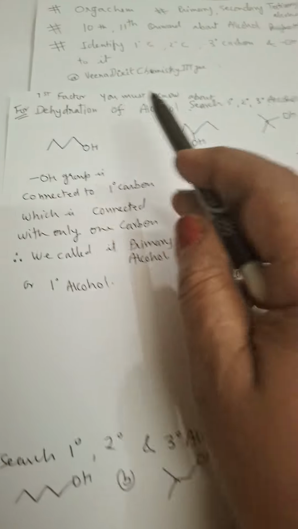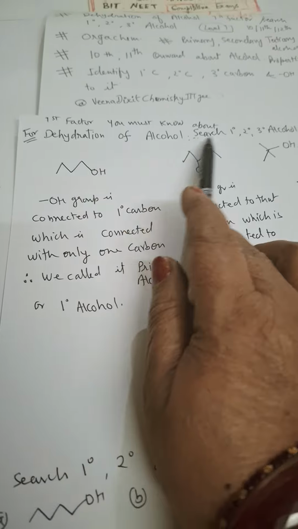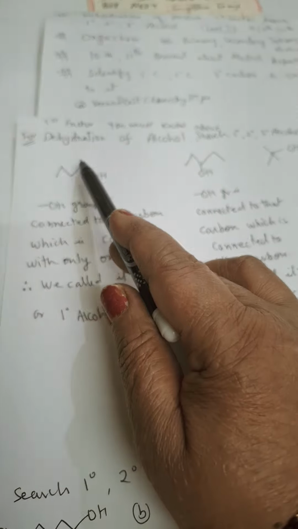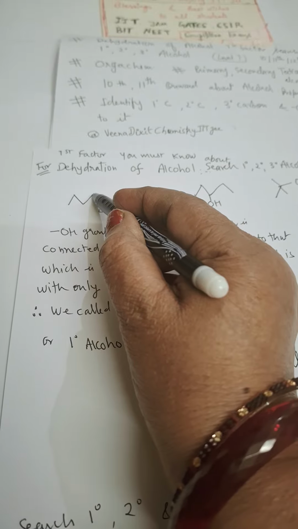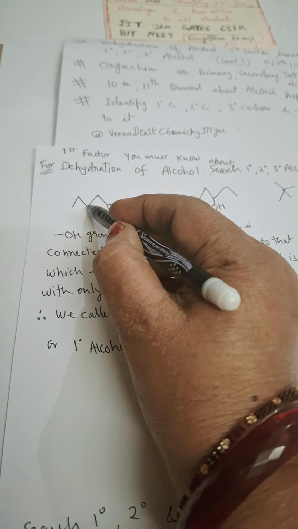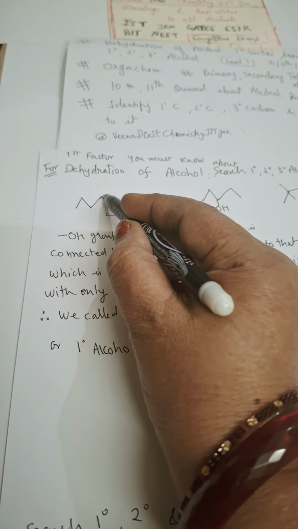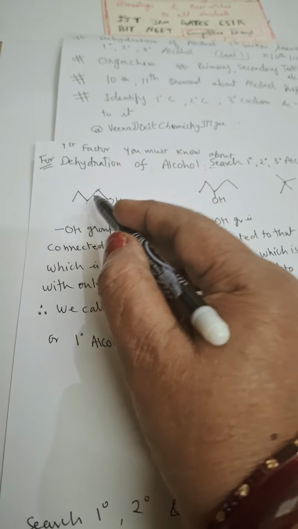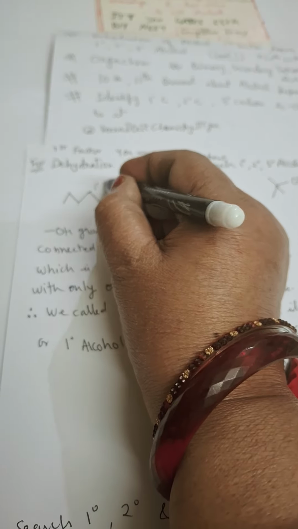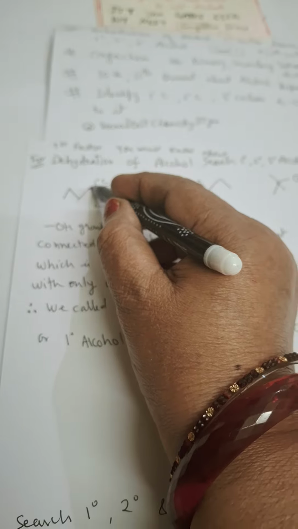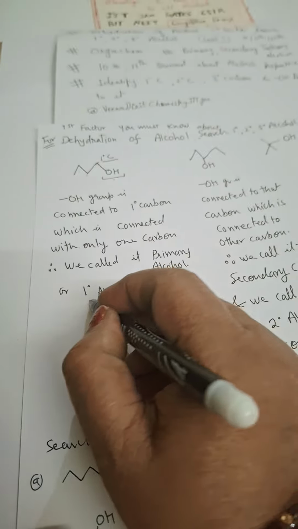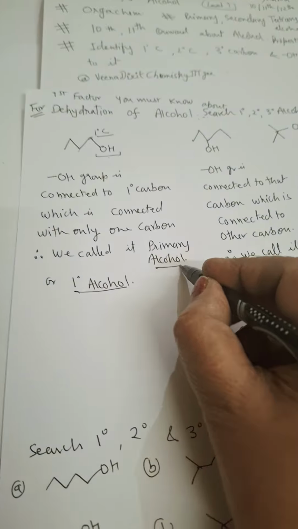Here I told you that we have to see 1 degree, 2 degree and 3 degree alcohol. What do you mean by 1 degree alcohol? The OH group is linked with a carbon, and if that carbon is linked with only one other carbon, that is called 1 degree carbon. The OH group attached to this 1 degree or primary carbon, we call 1 degree alcohol or primary alcohol. Clear to you?